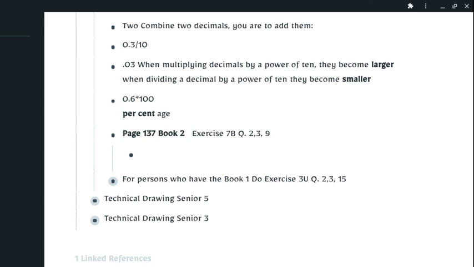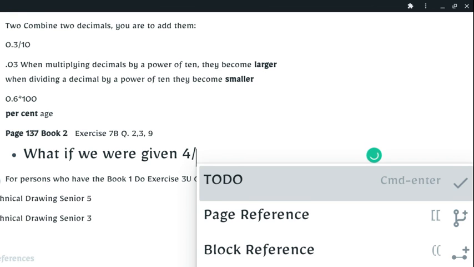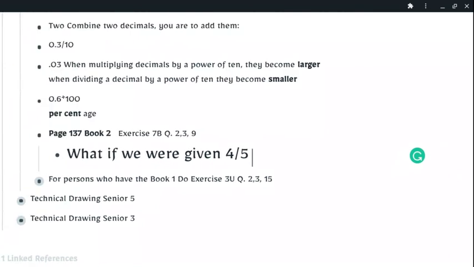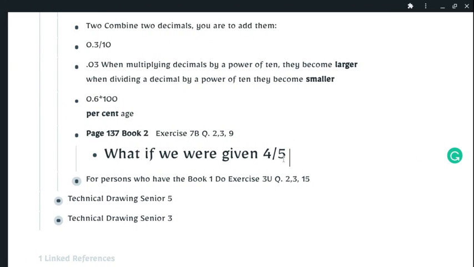So they didn't give you any percentage. So write this for me. What if we were given 4 divided by 5 and we need to find the percentage of this? But there's something weird about it.